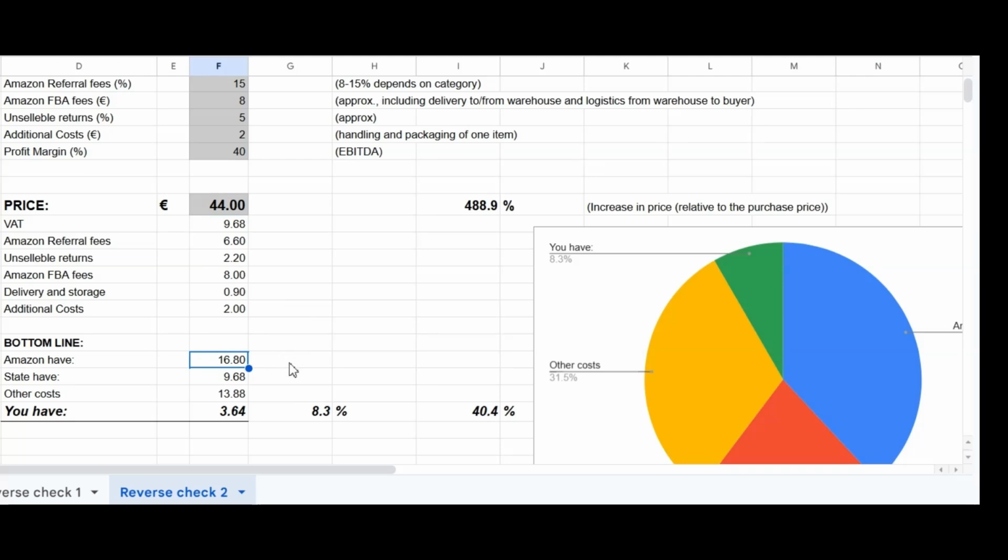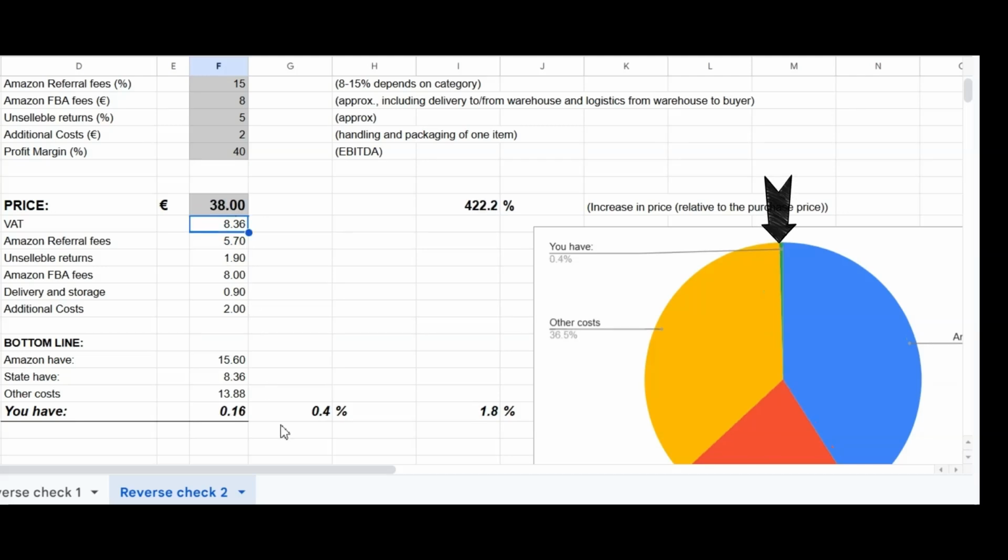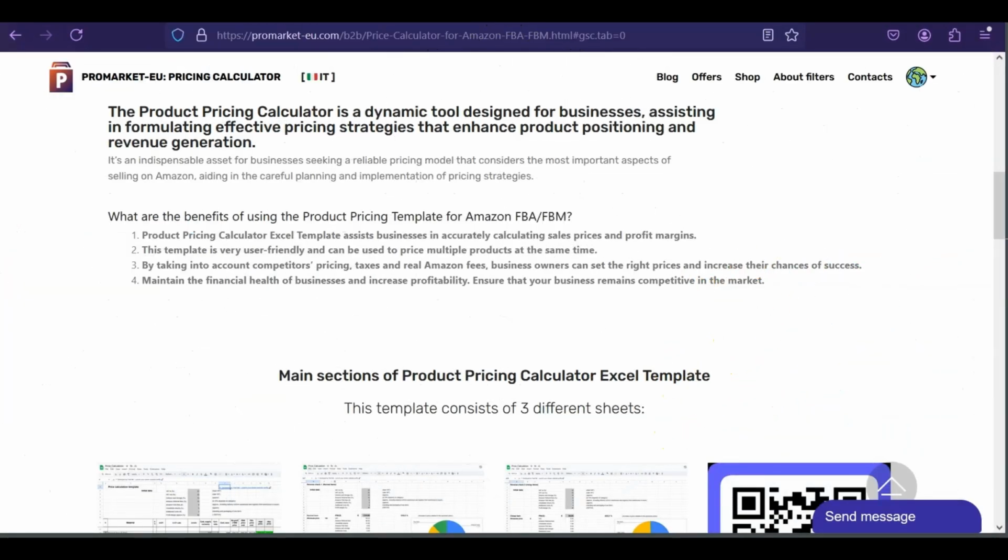But what if competition forces you to lower the price? Let's see. Trouble. At a price of 40 euros per unit, your share of the pie will decrease dramatically to 3%. And at a price of 38 euros, your revenue will fall to 0. At the same time, the state will still get its share. And Amazon's share will even increase. Wow.